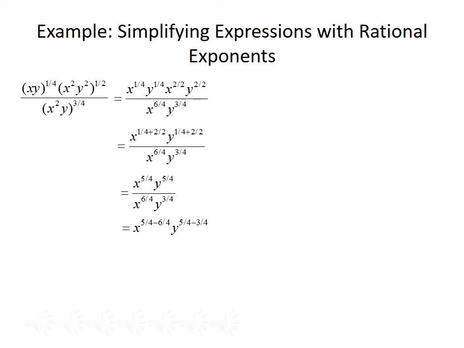These already have common denominators, so we can just combine them to give us x to the negative 1/4 times y to the 2/4. Now the final thing that we want to do is clean this up a little bit. We can simplify 2/4. And remember, when we're writing these problems, we don't want to have negative exponents, so we can move the x term into the denominator, giving us y to the 1/2 divided by x to the 1/4.